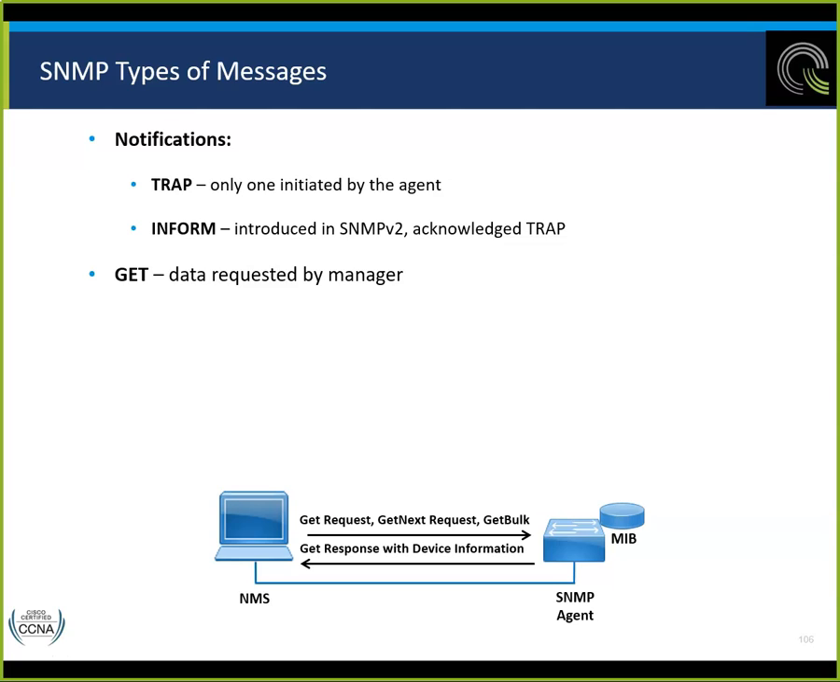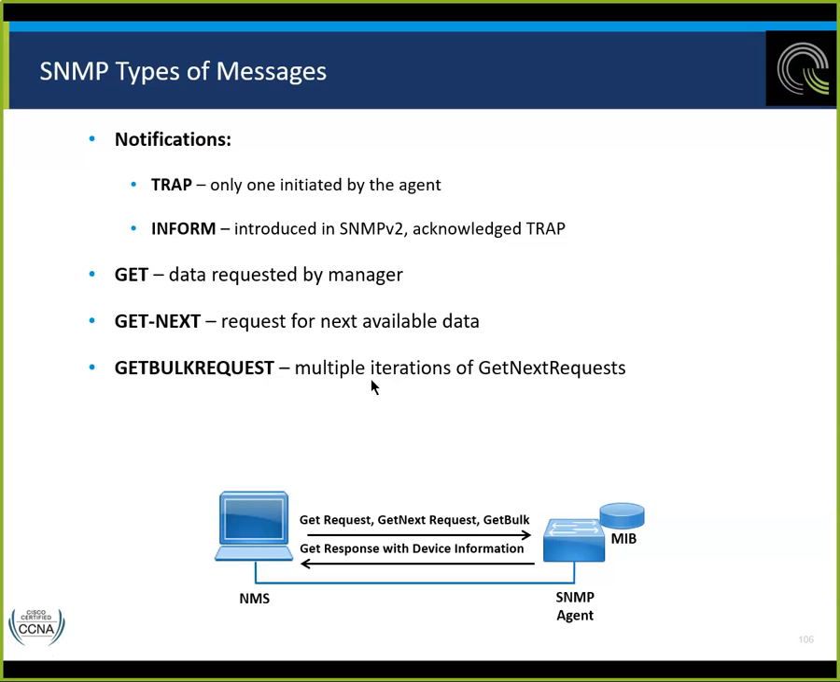The inform started with SNMP version 2, and we have 3 versions, 1, 2, and 3. It acknowledges the trap. Same information, but we get an acknowledgement instead of a fire and forget sort of thing. The get requests data. The get next requests the next available. The get bulk does multiple iterations, and then the response.